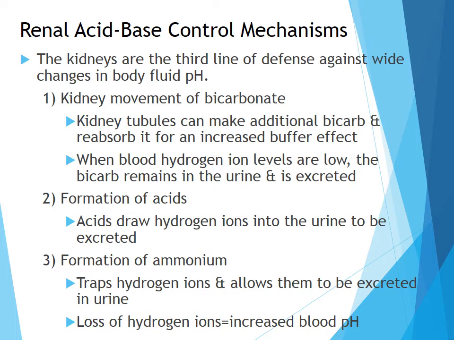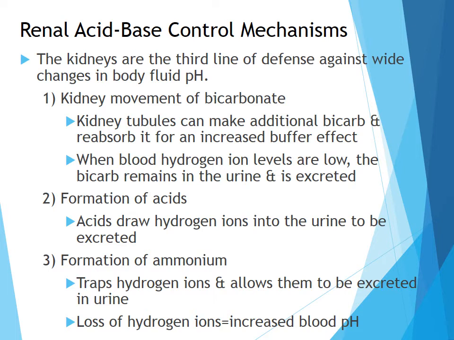So how do the renal acid-base control mechanisms work? Actually, the kidneys are the third line of defense against any changes in body fluid pH. And the kidneys actually work in several different ways. So first, the kidneys make additional bicarbonate and reabsorb it into the body for an increased buffer effect. And when blood hydrogen ions are too low, the bicarbonate remains in the urine and is excreted. So our kidney kind of helps us out in that way and works to control those pH levels.